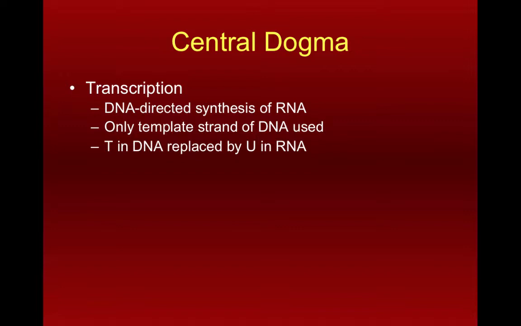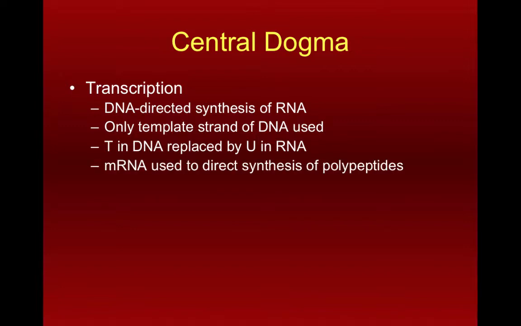DNA uses ACGT, RNA uses ACGU. So when you're going from DNA to RNA, anywhere where you would normally plug in a T, you have to plug in a uracil, or a U, instead. And also, DNA is a double-stranded molecule, whereas RNA is only a single-stranded molecule. So there are some differences here that we have to accommodate as we're going through transcription.